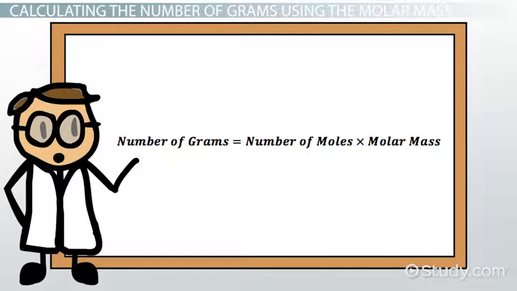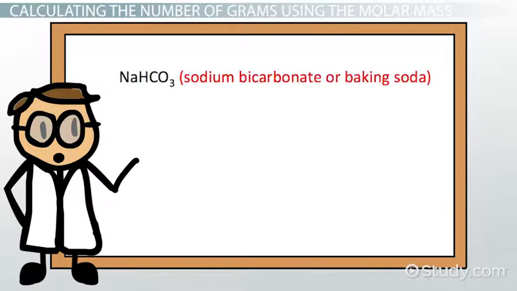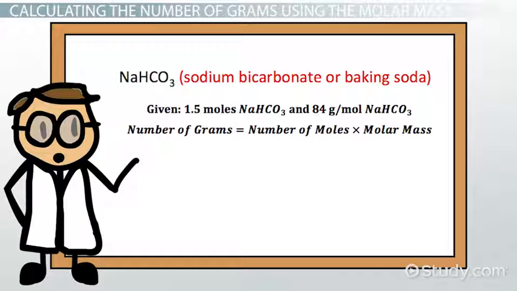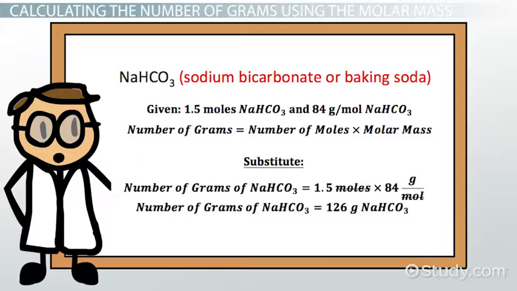Let's say that we need to get the weight in grams of 1.5 moles of baking soda. How do we do that? We need to get the molar mass of the compound baking soda, in this case 84 grams per mole, and multiply it by 1.5. When we multiply the number of moles to the molar mass, the unit moles gets cancelled and we are left with the unit grams. In this case, we have 126 grams of baking soda.